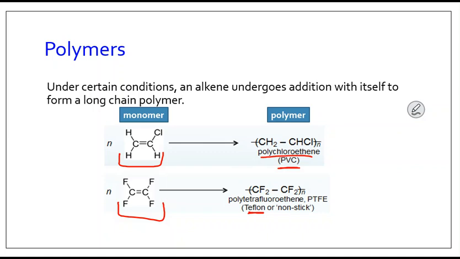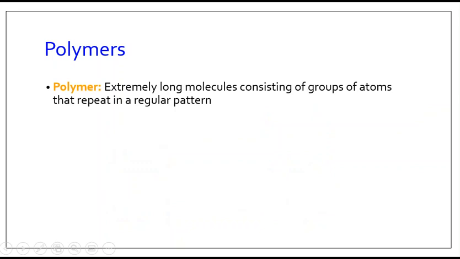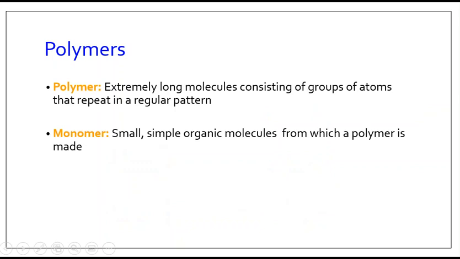Also here, this is the Teflon, the component that they put on top of pots and pans to make them non-stick. Okay, you can see that it's got a lot of fluorines in there. Polytetrafluoroethene, okay, is the monomer. And as they break that double bond and keep attaching to other ones in the chain, it forms this very, very long, big chain, the polymer. Polymers are extremely long molecules consisting of groups and atoms that repeat in a regular pattern. And the monomer is the basic unit that's building the chain, okay, the simple ones that it builds off of.